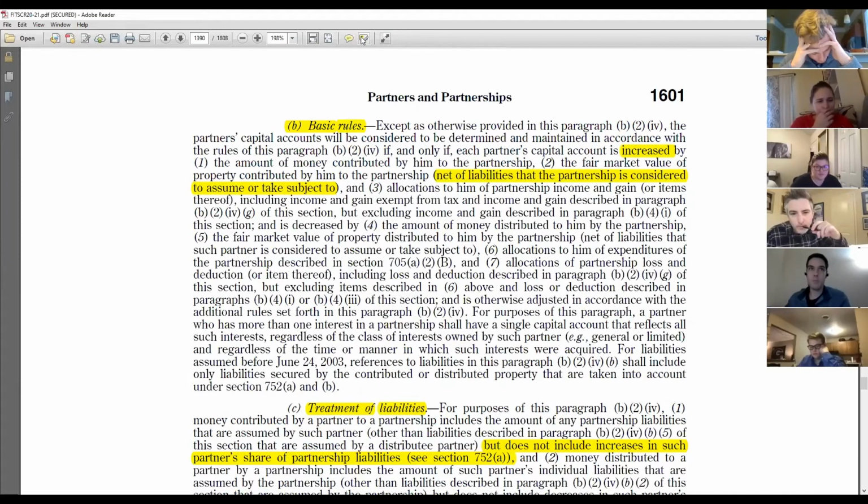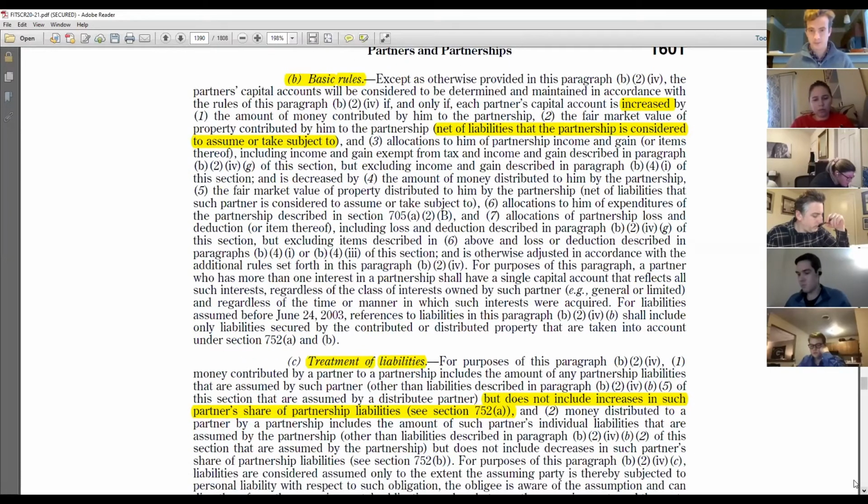So if you contribute encumbered property to a partnership, you only get capital account for the equity that you contribute, the fair market value less the liabilities. So it's a little tricky here because, and I get it, because you don't make capital account adjustments, as we'll see down in C, down here, for shares of liability.